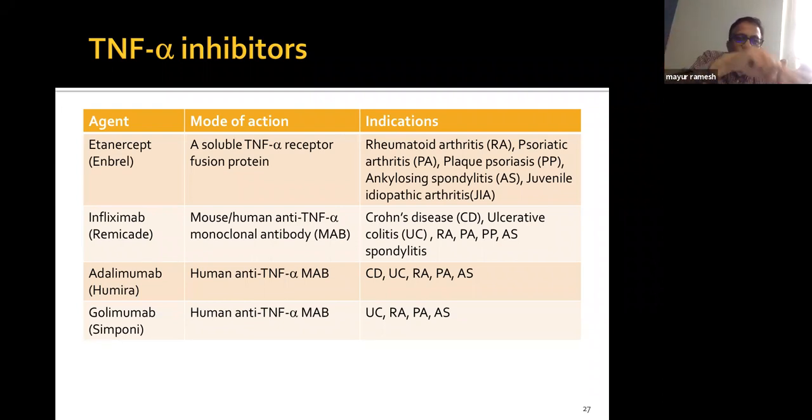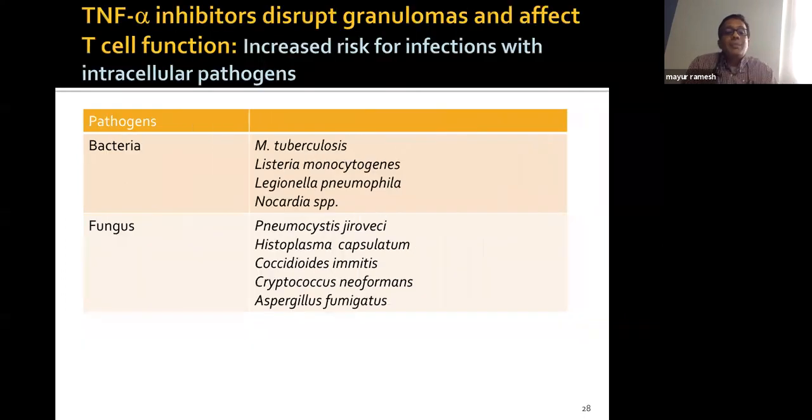So then it forms a wall around and forms what is called a granuloma. So when you block granuloma formation with the TNF-alpha blocker, obviously you'll get disseminated TB and other granulomatous infections. So that is the purpose of TNF-alpha. That's what you want to remember. The bacterial infections you're concerned about are things such as Mycobacterium tuberculosis, Listeria, Legionella, Nocardia. In fungus, you can get PCP, Histoplasma, Coxsackie, Crypto, Aspergillus. So you want to be thinking about it.